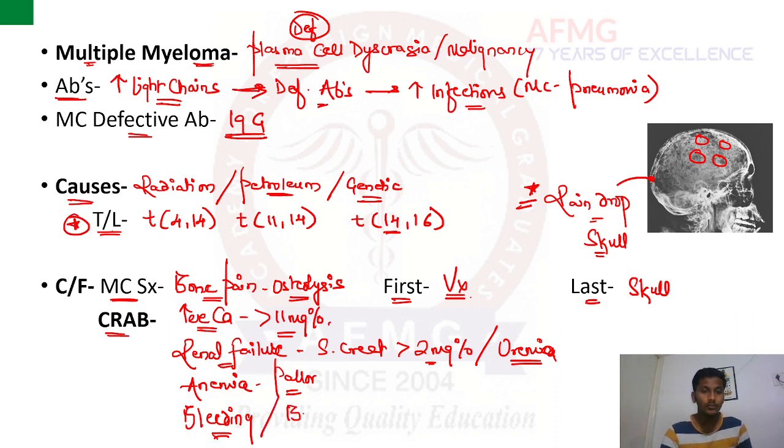Whereas B also goes for the bony lytic lesions that are seen. B also goes for the bony lytic lesions that I already discussed why those are seen in these patients. Right? So please remember the CRAB features: C for hypercalcemia, R for renal failure, A for anemia, and B for bleeding and bony lytic lesions.